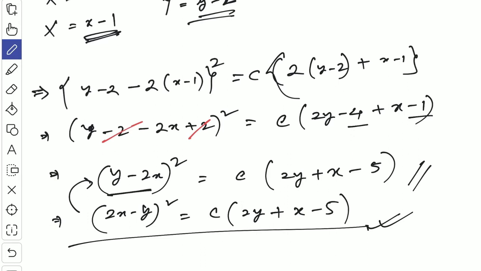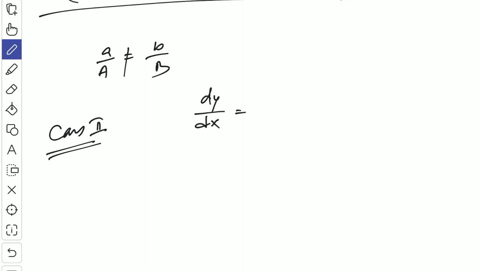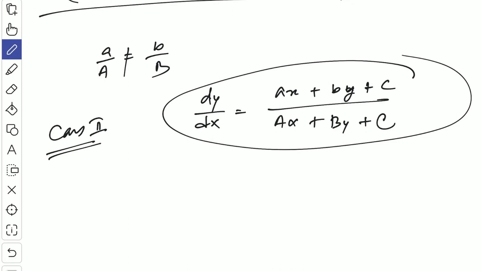Now let us discuss case 2. So we have discussed the case that if small a by capital A is not equal to small b by capital B. Now in case 2, we will discuss how to solve this kind of equation, an equation reducible to homogeneous, which is of this form: dy by dx is equal to ax plus by plus c divided by capital Ax plus capital By plus capital C. So if small a by capital A is equal to small b by capital B, then how to solve this kind of equation?